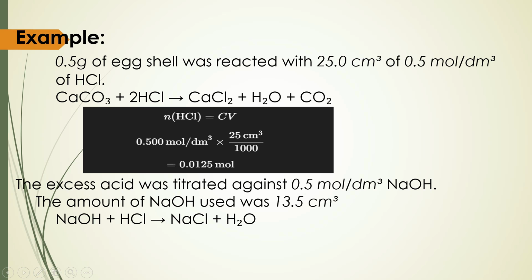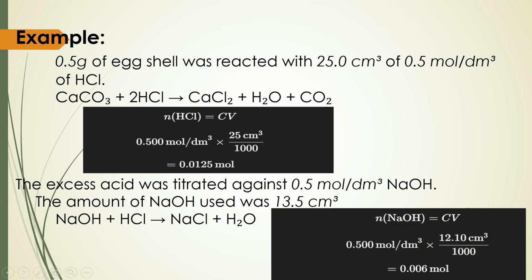As you know, all this acid won't react with the calcium carbonate. Some of it would remain unreacted. The excess acid was titrated against 0.5 mol/dm³ sodium hydroxide. The amount of NaOH used was 13.5 cm³. Now, this HCl which remains unreacted was reacted with a standard solution of sodium hydroxide so that we could calculate the amount of HCl that was unreacted. But before that, we need to know the number of moles of NaOH.